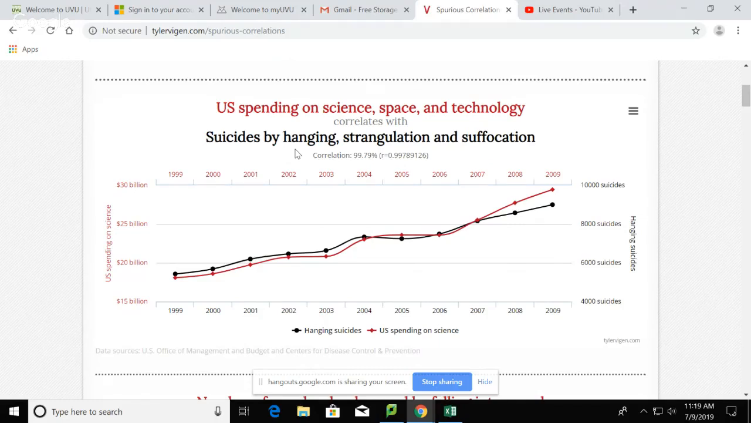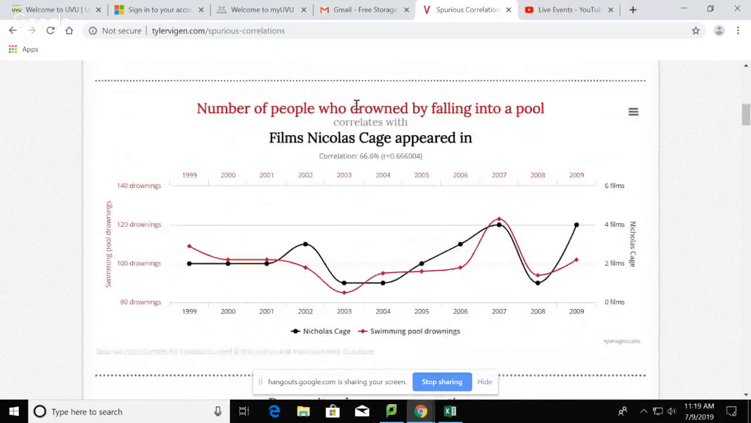Do you think these are related? Heck yeah. But how about this one? Nicolas Cage films: the number of films Nicolas Cage appeared in versus the number of people who drowned by falling into a pool. You watch a Nicolas Cage movie, you just want to fall in the pool and die, right? The fewer Cage films there are, the fewer deaths. We've got to stop Nicolas Cage, right?